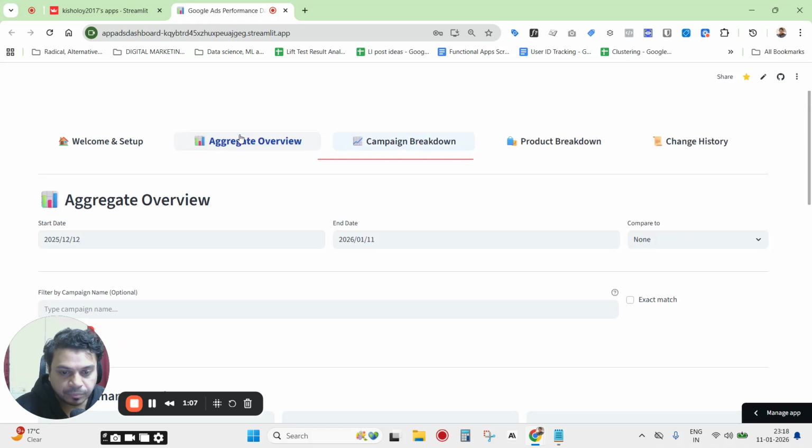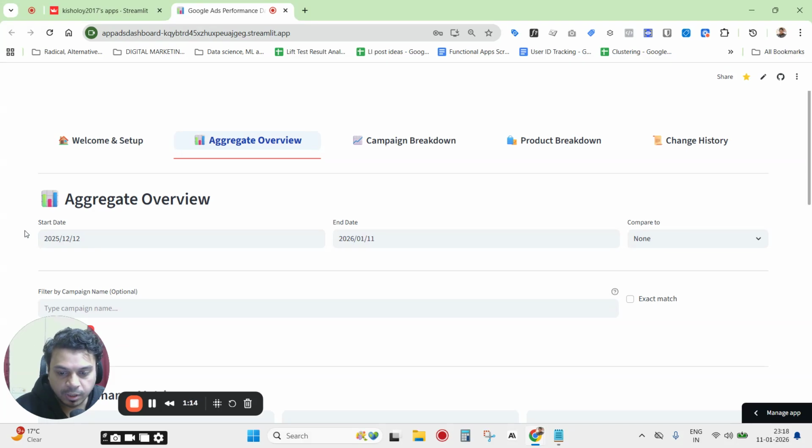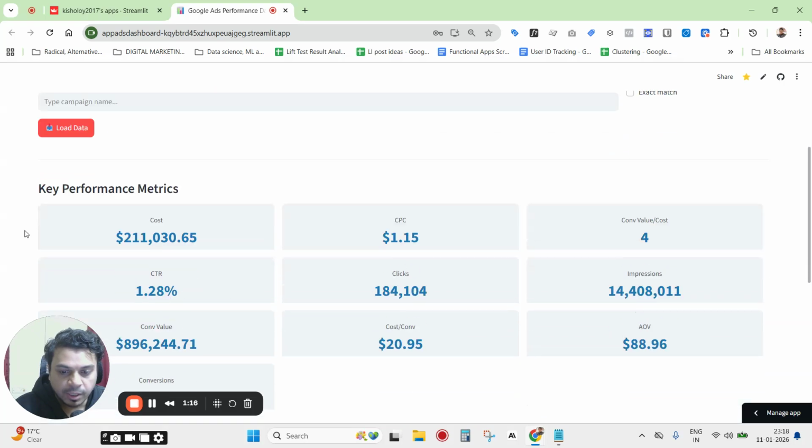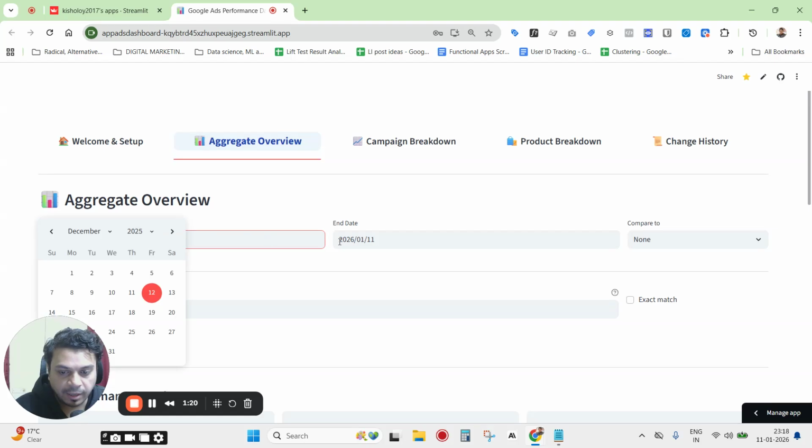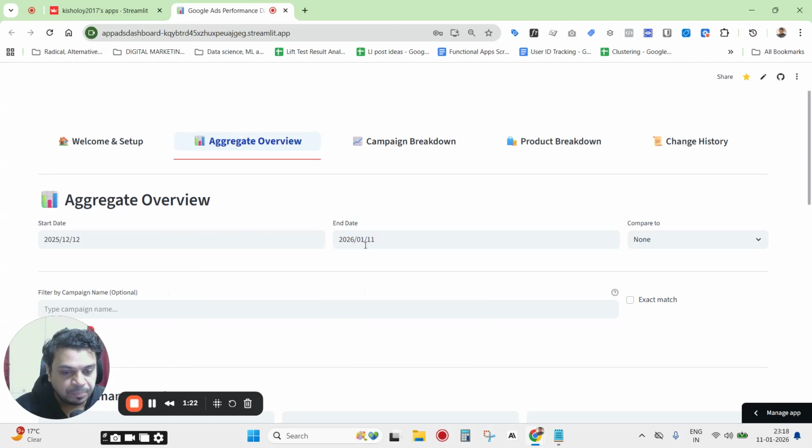Also, I will run into some privacy issues, because those numbers are confidential. But this is what the aggregate overview tab will look like. So you have a start date and an end date. This is available in each of the tabs, and you can also compare it with any period.